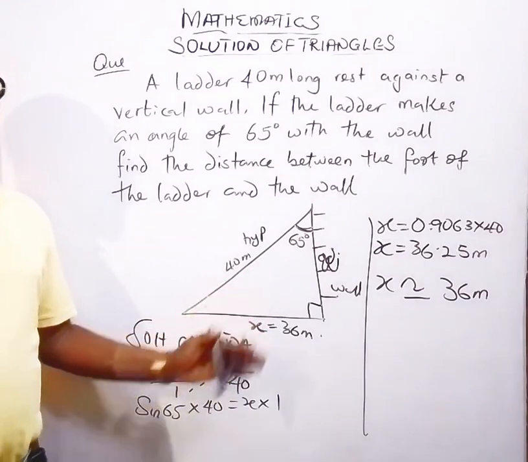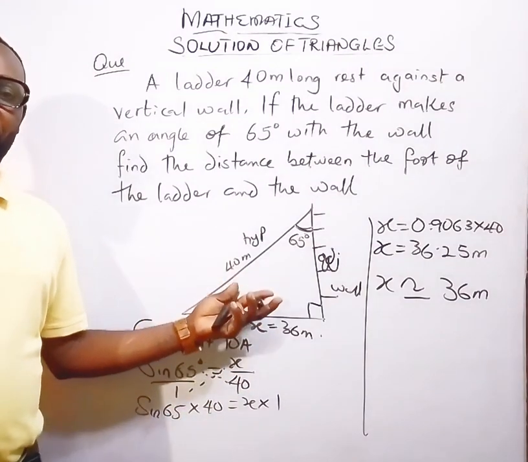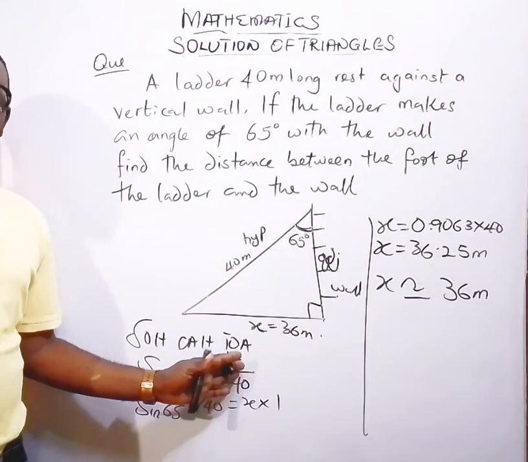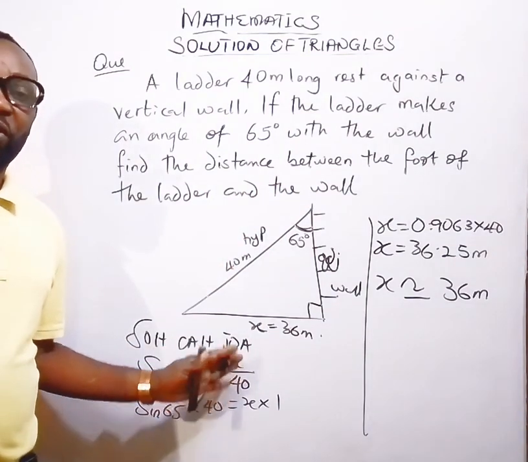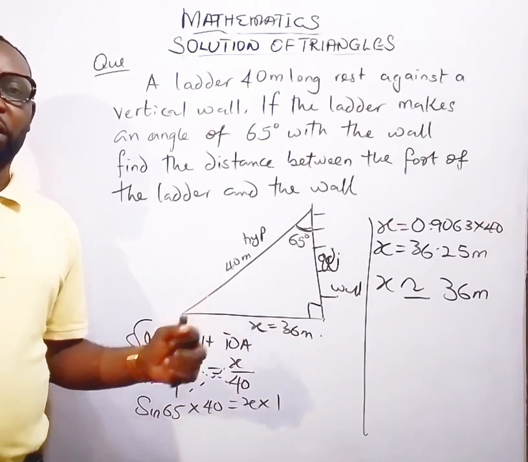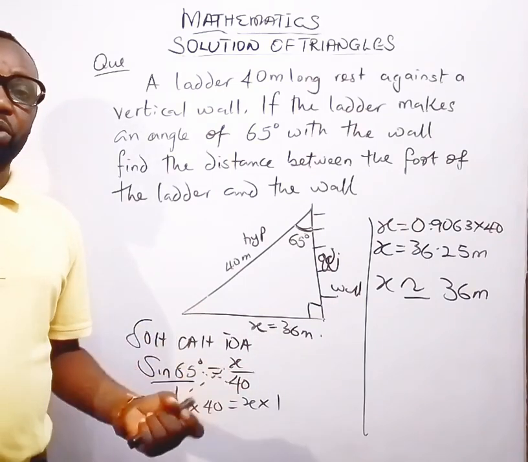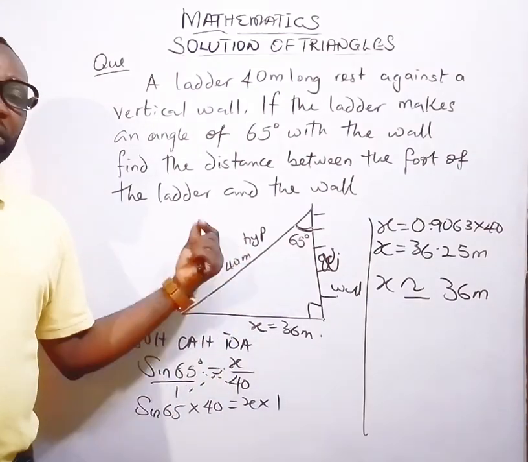You can see in the first question we made use of Pythagoras, while here we make use of a trigonometric function. Take note of that. Let's now look at how we can apply some rules, the cosine rule, to solve some triangular problems.